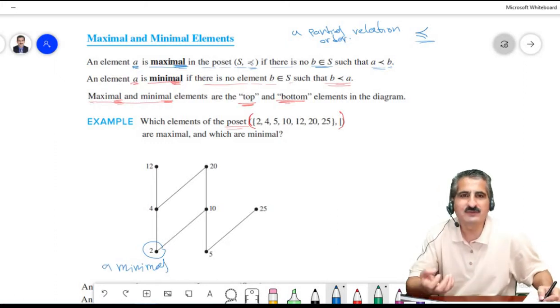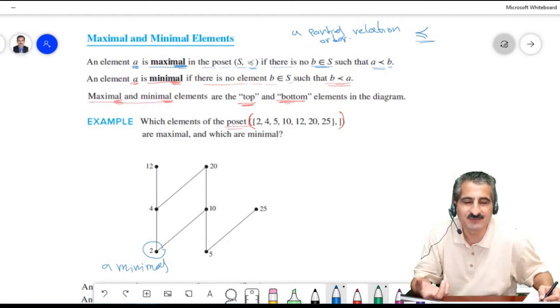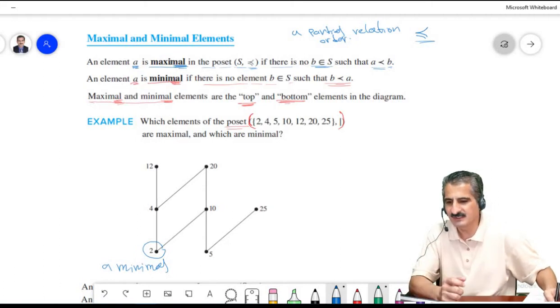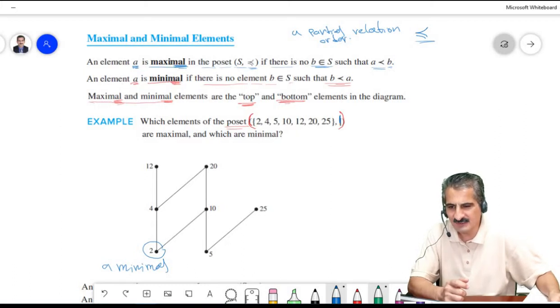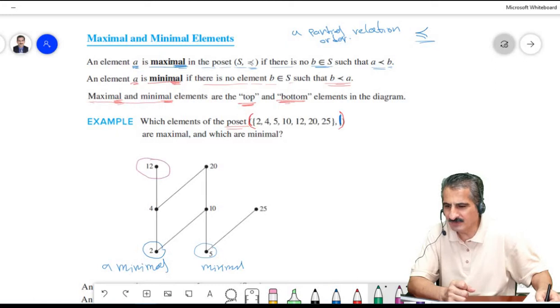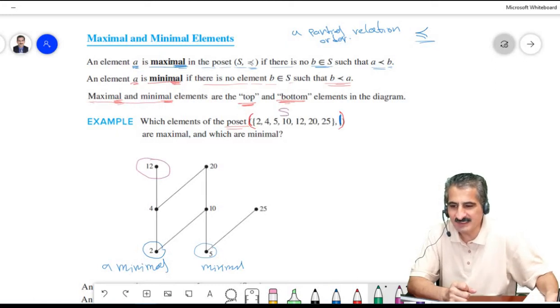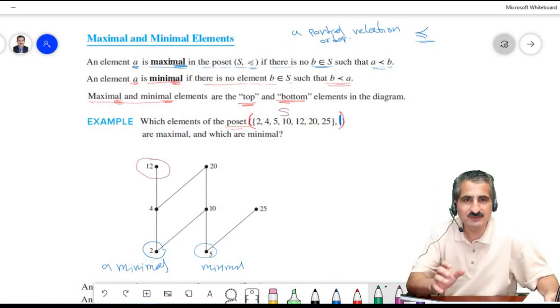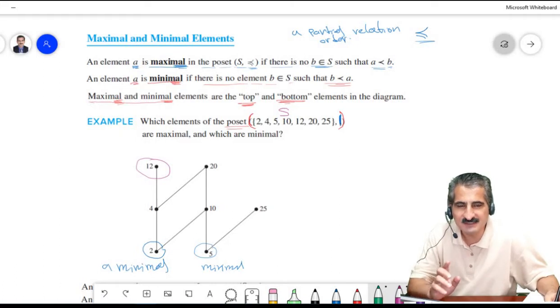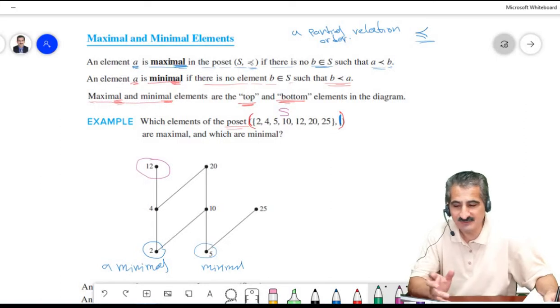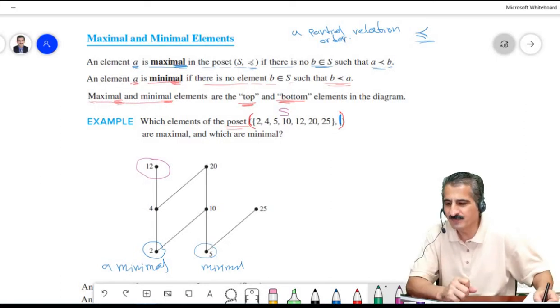Now we can see that this is a minimal because there is no element in the set S that is less than it. There is no element that divides it here in the set, because remember the divides here is the relation. And 5 is another minimal element. And also we go to 12. Look at the set. We are talking about the set S. Is there an element in the set S which is divisible by 12? No.